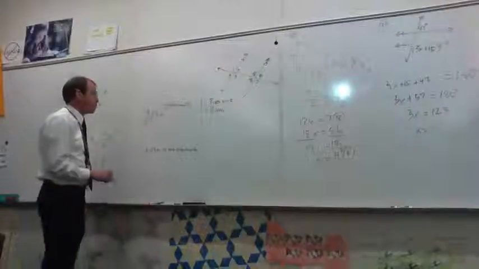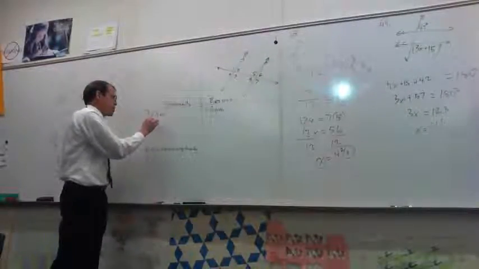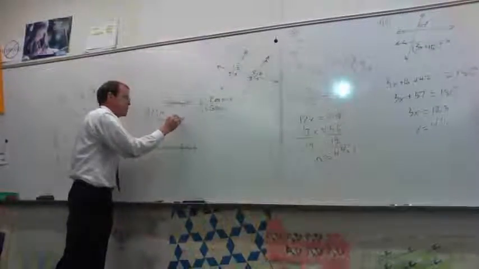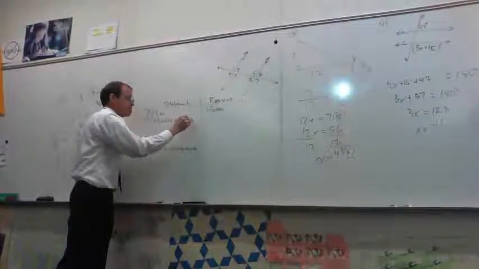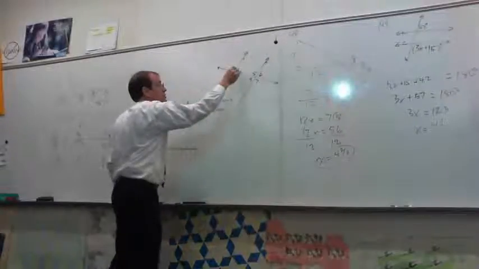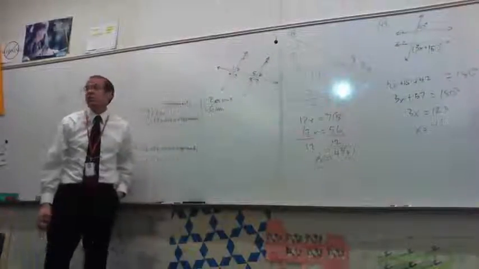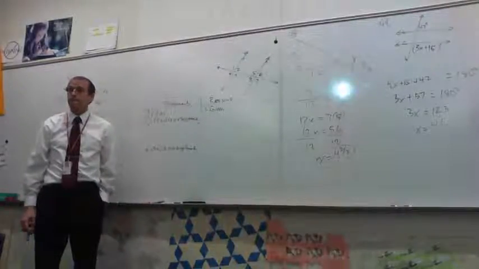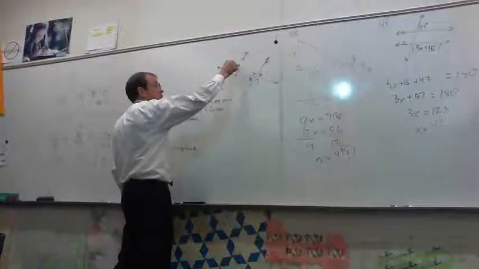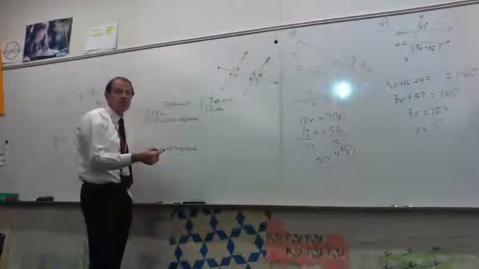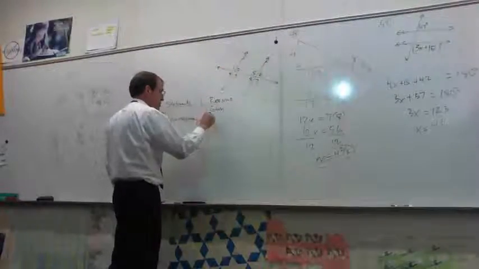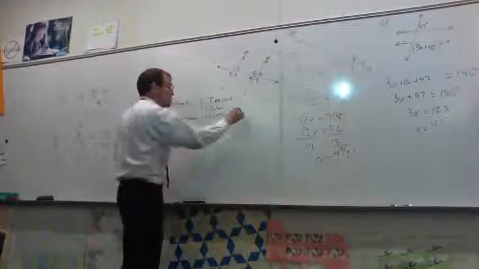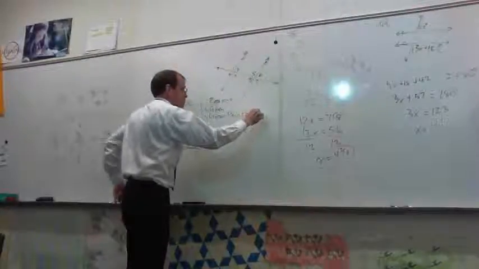Statement 2 says that angle 2 and angle 3 are supplementary. Here's angle 2, here's angle 3. Why are they supplementary? What relationship does this mean? They're a linear pair. So guess what that reason here is? The linear pair postulate.